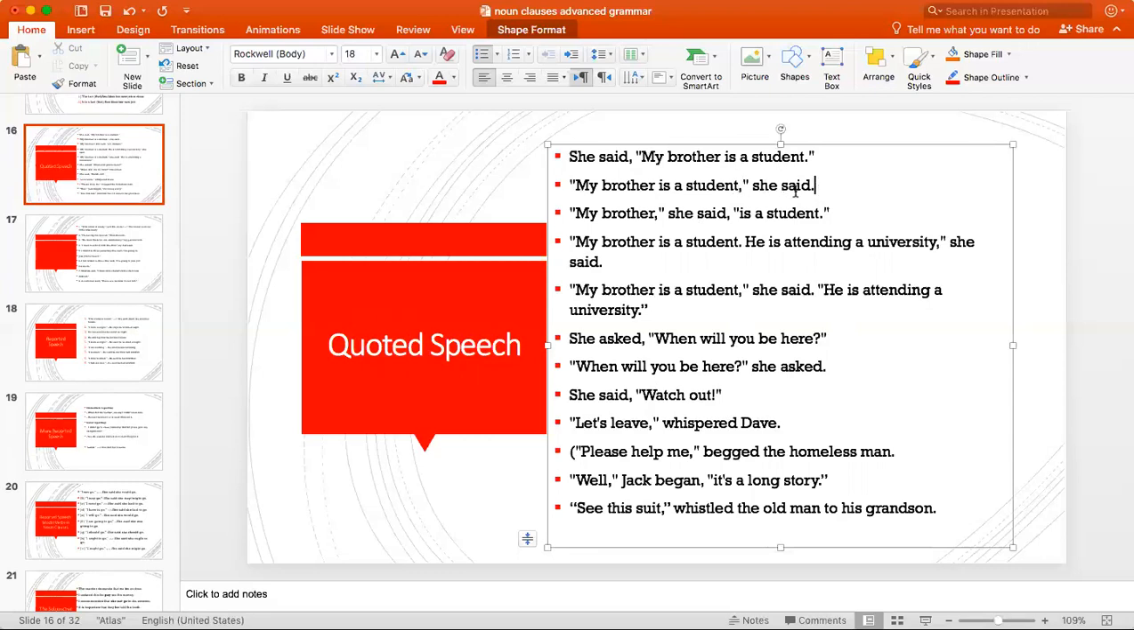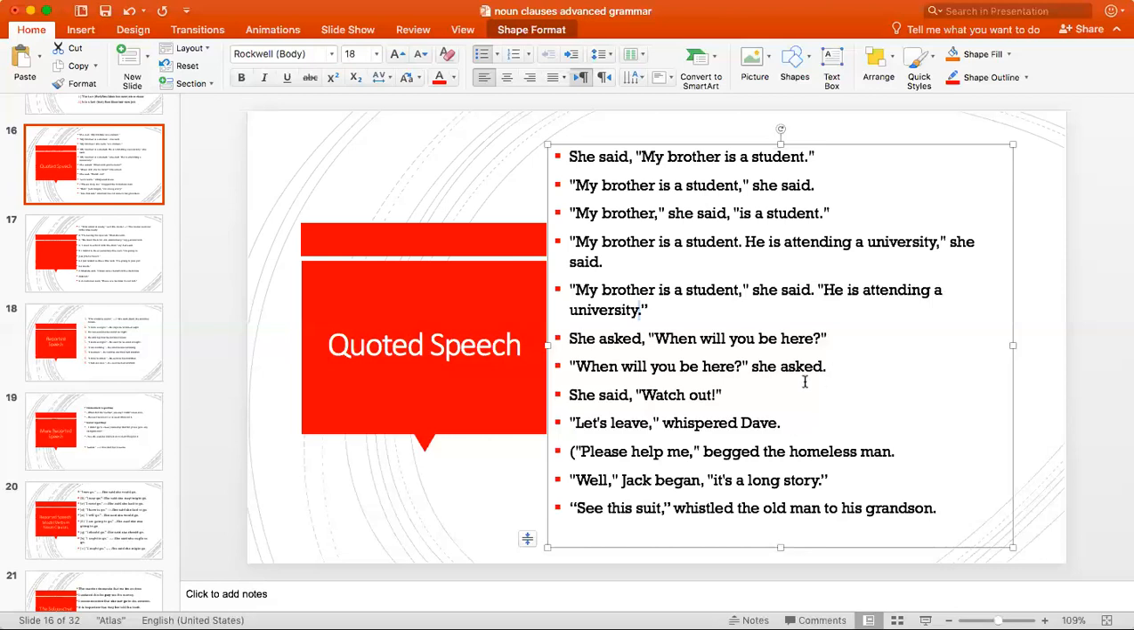And then she said, or it could be in the middle of the sentence. My brother, quotation mark, notice again, the comma is inside. She said, another comma, is a student, full stop is inside. And this happens even if you quote things with two sentences or more. My brother is a student, stop. He is attending a university. The comma is inside. You close the inverted commas, and then she said, full stop. Because we originally have two sentences, we stop with a full stop, a period, and you begin a new sentence. And again, notice the punctuation mark is inside.